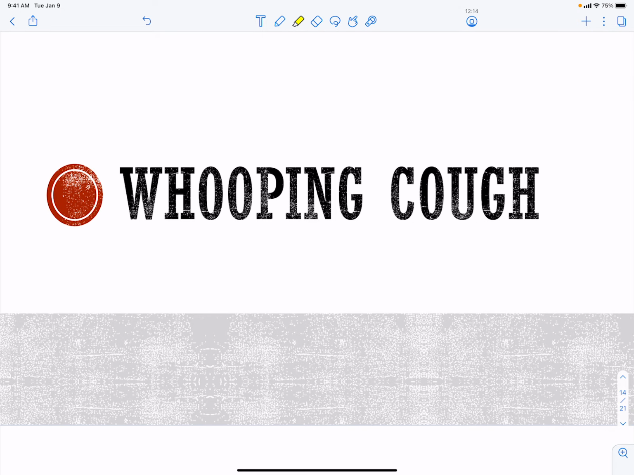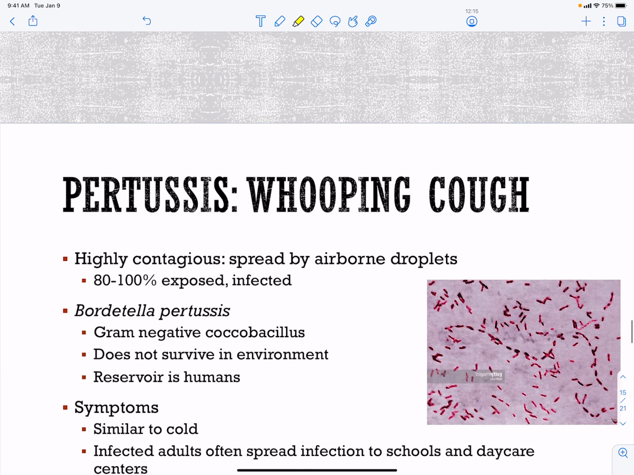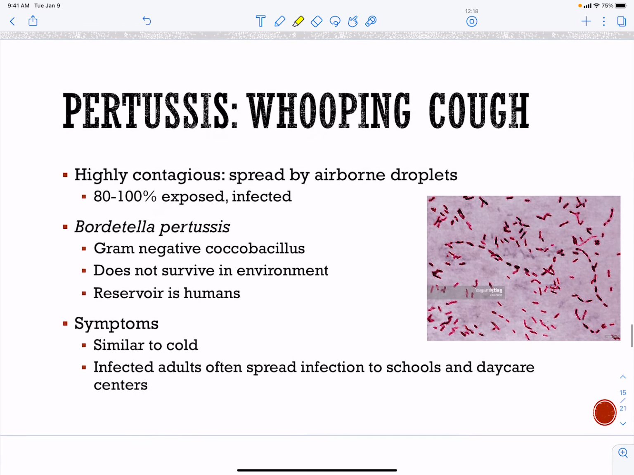All right, so we also have whooping cough. So Bordetella pertussis causes whooping cough. This, again, is very highly contagious. Most children who get exposed to Bordetella are getting exposed by somebody who is in close contact with them, a teacher, a daycare provider, another housemate, an adult in the house, a parent. About 80 to 100% of the children that are going to be exposed will become infected.